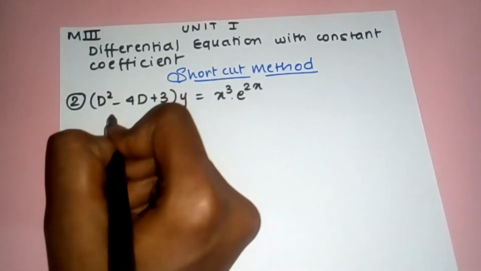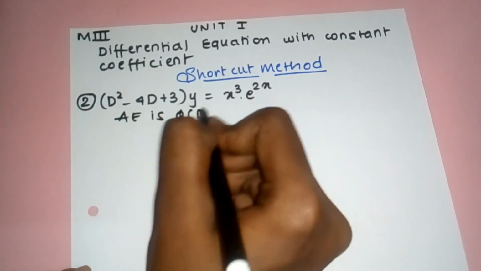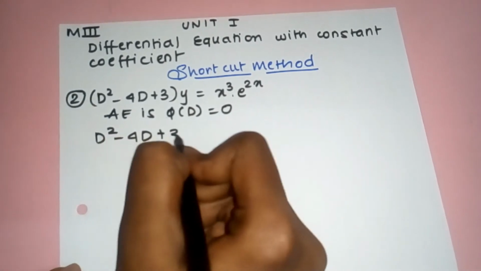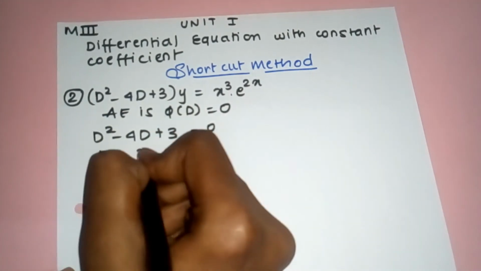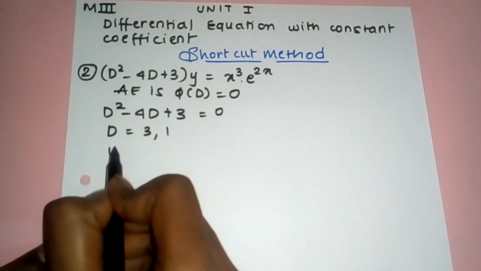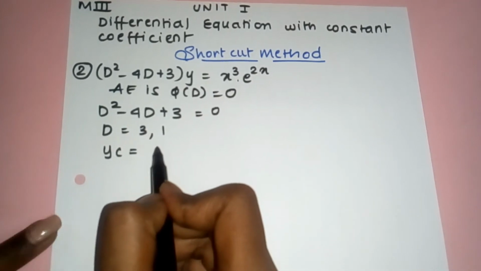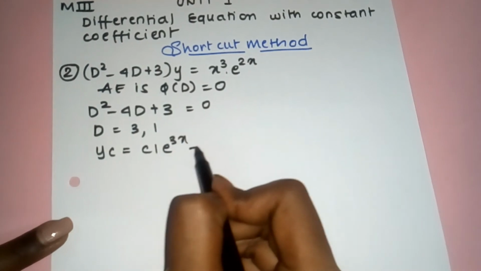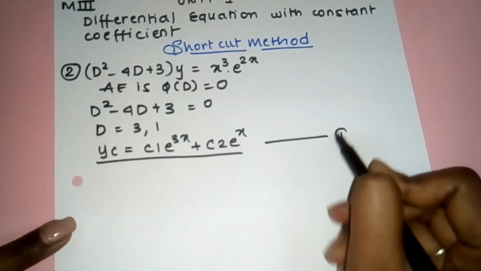So now let's start. First we have to find yc. So we'll write the auxiliary equation phi of D is equal to 0. So D square minus 4D plus 3 is equal to 0. Now our roots will be D is equal to 3 and 1. Now we have to find yc. As the roots are real and different, our formula will be yc is equal to c1 e raised to 3x plus c2 e raised to x.